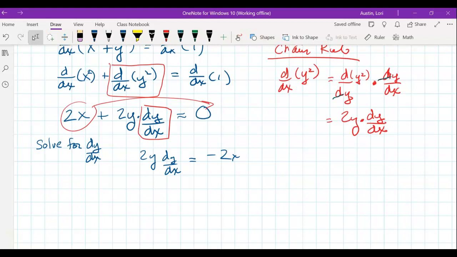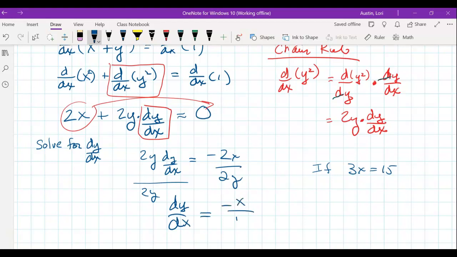dy dx is being multiplied by 2y. So, if I had 3x equals 15, technically, what's the step you would do? You would do what? Because you want to get x by itself. You would divide by 3. What am I going to do over here now? I'm going to divide by 2y. dy dx equals negative x over y. Negative x over y. You will then end up with a derivative that is given to you in terms of x and y.